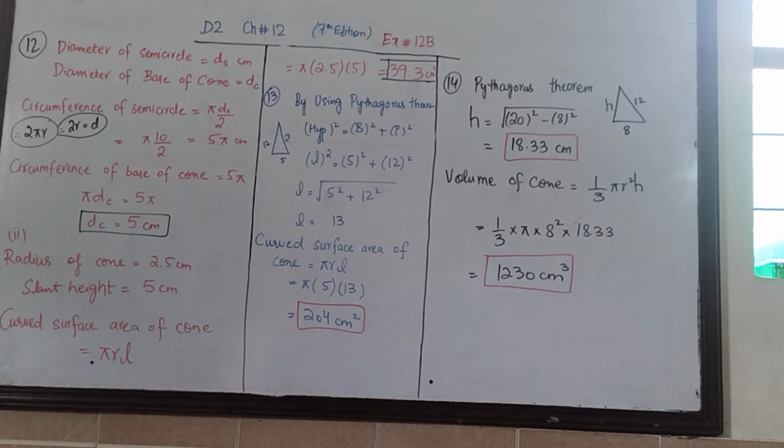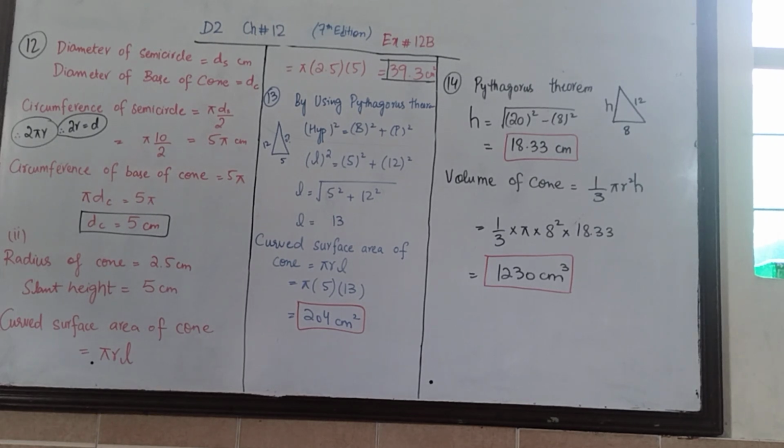Put the value of d and you will get 5 pi as the circumference. The circumference of the base of the cone is equal to 5 pi, because the cone is made from the same semicircle, so both circumferences are the same. Pi dc is equal to 5 pi. Here dc is the diameter of the cone, and pi cancels out with the pi on the other side, so the diameter of the cone is equal to 5 cm. So here is our question number 12, part 1.